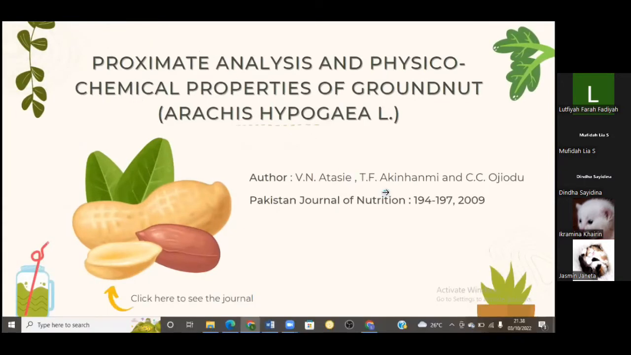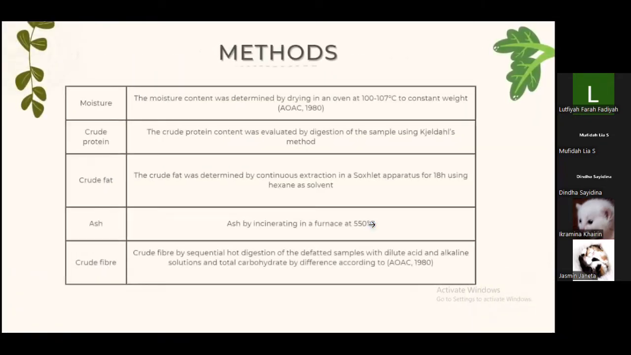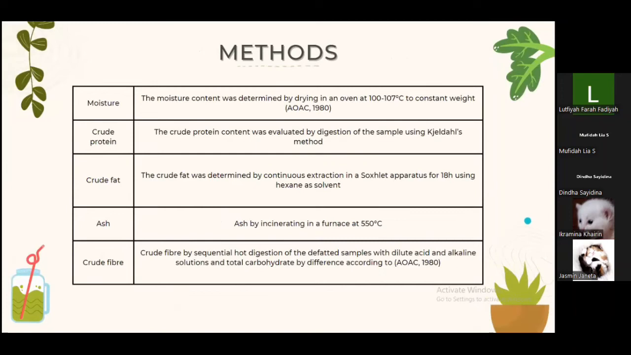And the second journal is Proximate Analysis and Physicochemical Properties of Groundnut. And here are the methods. The moisture content was determined by drying in an oven at 100 until 107 degrees Celsius to constant weight. Next, the crude protein content was evaluated by digestion of the sample using Kjeldahl's method.